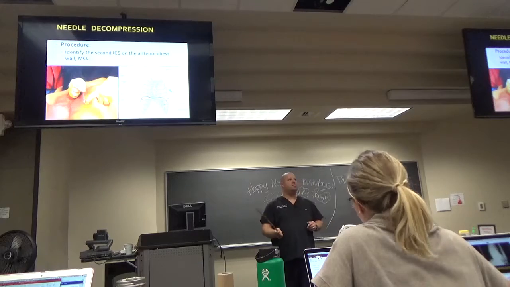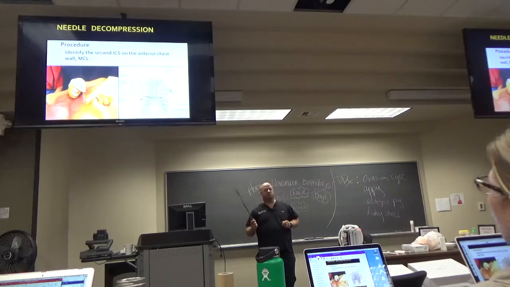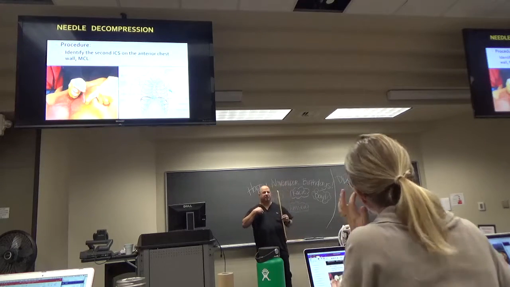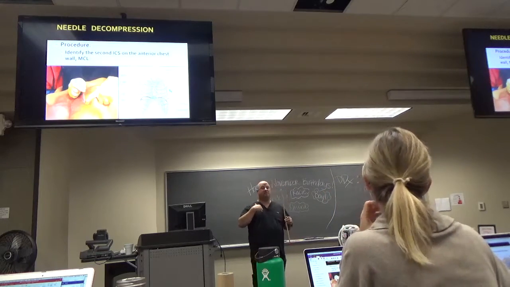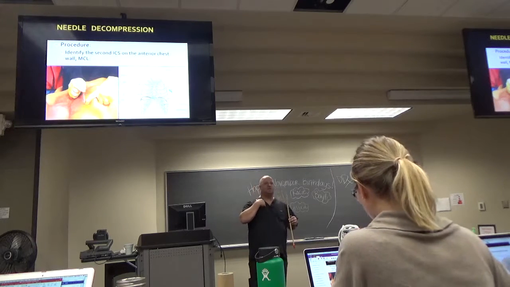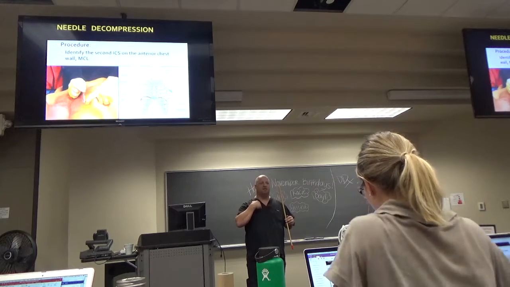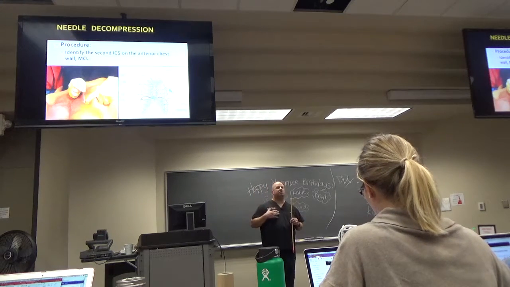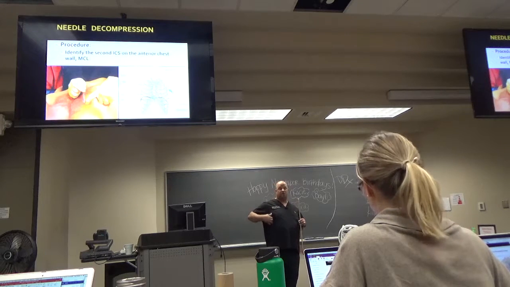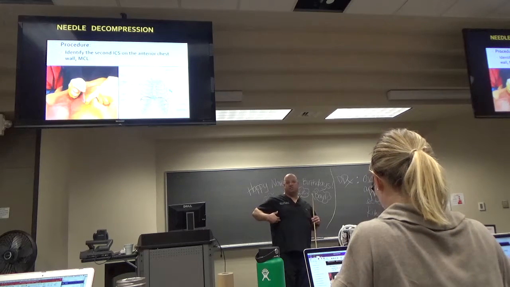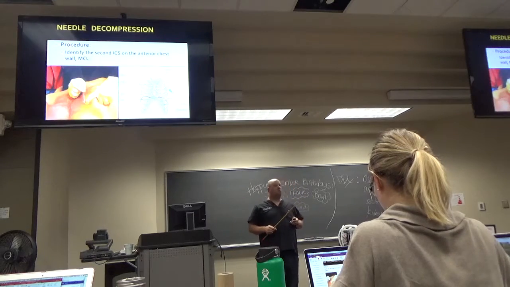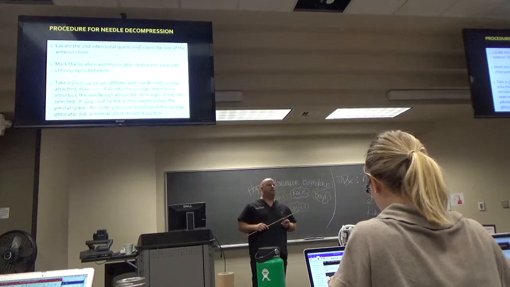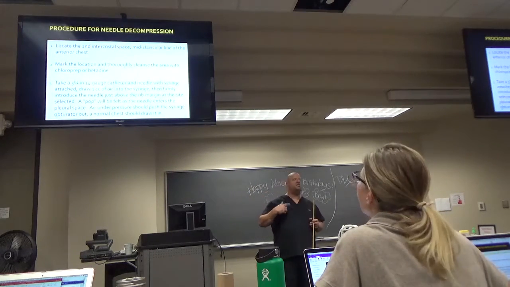Okay, so where do we needle decompress? Mid-clavicular line, okay? Second intercostal space. The second intercostal space is between the second and the third rib, right? So lots of times you can't feel the first rib. Sometimes it's kind of right underneath that clavicle there, okay? So mid-clavicular line. The alternative place that we can also do it is the anterior axillary line, fourth, fifth intercostal space, which is where we put chest tubes too, okay? Locate the second intercostal space, mark the location, cleanse the area.